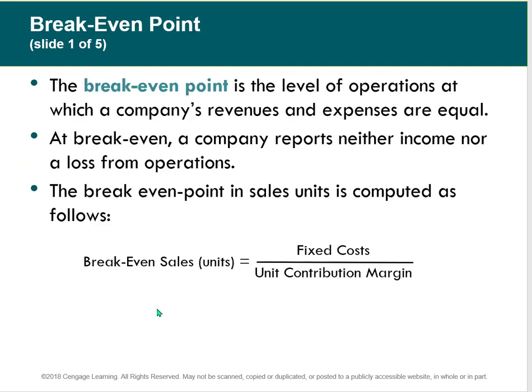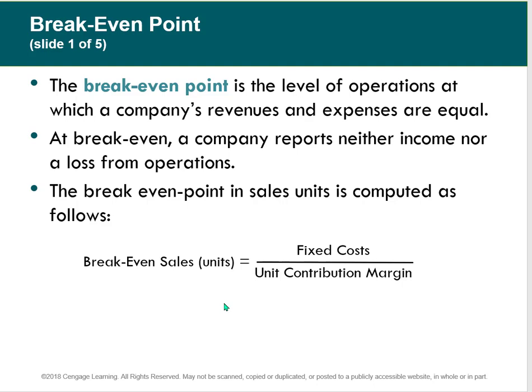Now let's start looking at some of the formulas we can use here. And the first one would be break-even point, and that's the level of operations at which a company's revenues and expenses are equal. So at break-even, a company reports neither income nor loss. Now the real tricky part here is at break-even, the contribution margin is equal to your fixed costs. That's always a tricky multiple choice question.